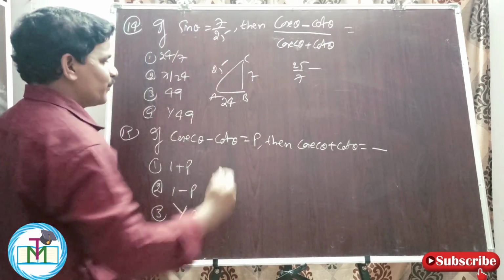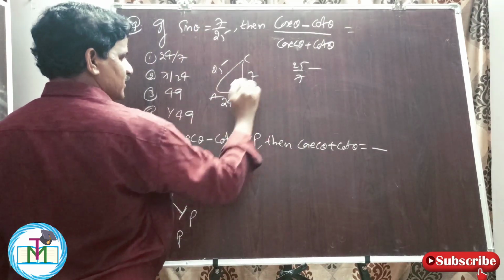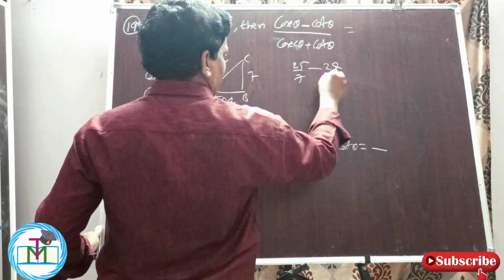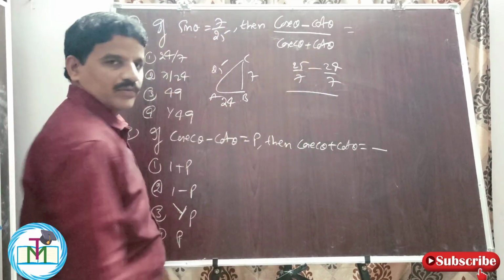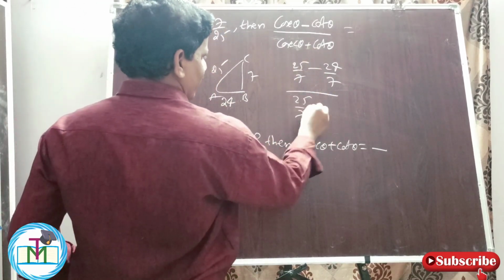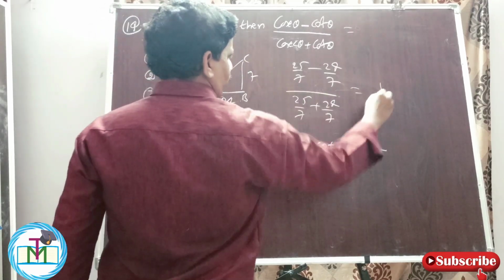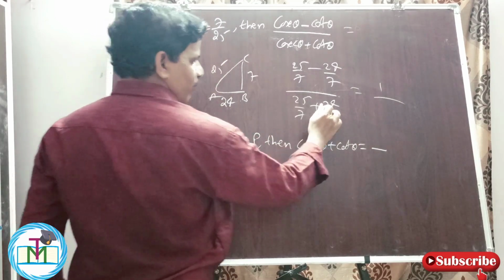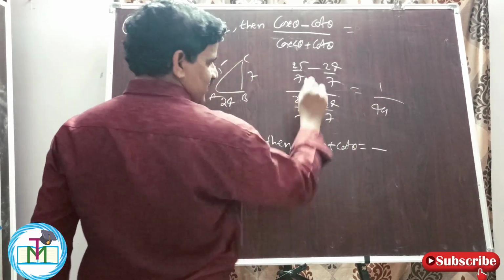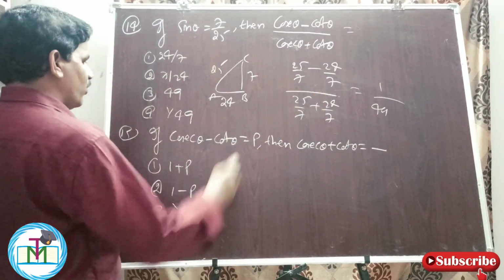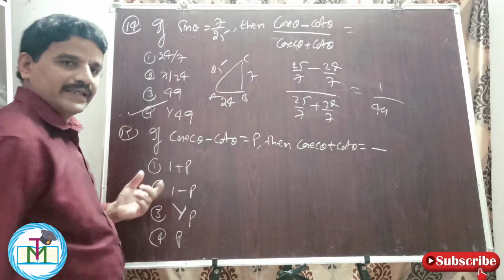What is cot theta? Adjacent side by opposite side, 24 by 7. Right. At the denominator what do we have? Plus. Therefore 25 by 7 plus 24 by 7. 7 LCM, 25 minus 24, 1, by 25 plus 24, 49. These 7 LCMs cancel. 1 by 49. Option 4 is the right answer.